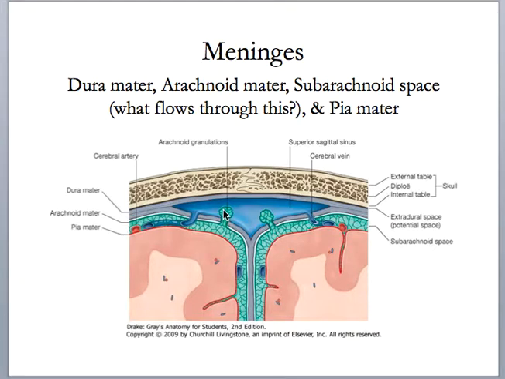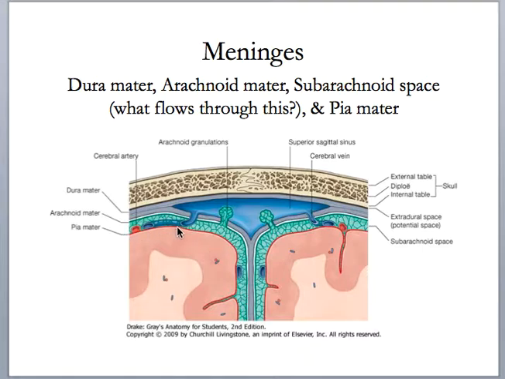Now, these structures that are projecting into the dural sinuses are called arachnoid villi. Arachnoid villi protrude; they bulge into the dural sinuses. Now, there is a space. Here's the arachnoid mater, this white line. Then there's a space called the subarachnoid space. This is where the CSF, the cerebrospinal fluid, flows.